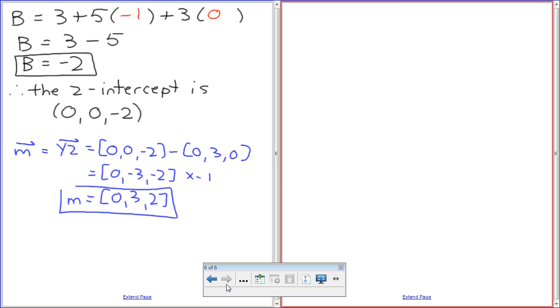All right. Matt, what is your favorite? Can you stay with me, guys, please? What's your favorite point? 0, 3, 0 or 0, 0, negative 2? 0, 3, 0. Perfect. So can you give me the line, please? Okay, what's your point? So like 0, 3, 0. And what's your direction vector? 0, 3, 2. Good.